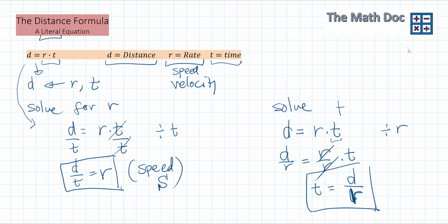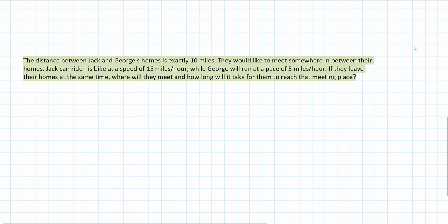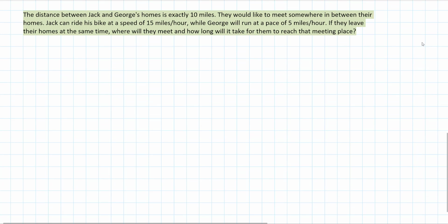So now to help us understand this a little better, let's look at an actual word example. So let's look at what we have here. The distance between Jack and George's homes is exactly 10 miles. They would like to meet somewhere in between their homes. Jack can ride his bike at a speed of 15 miles an hour, while George, let's highlight that, while George will run at a pace of 5 miles an hour, right? And the distance is 10 miles. If they leave their homes at the same time, where will they meet, and how long will it take for them to reach that meeting place?